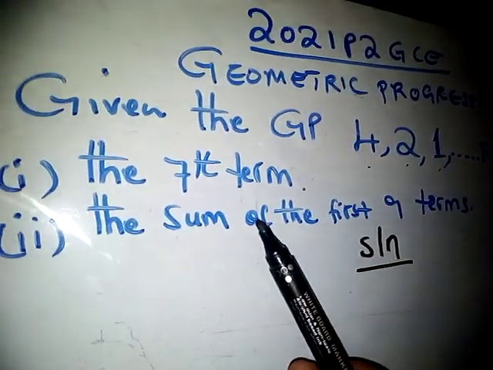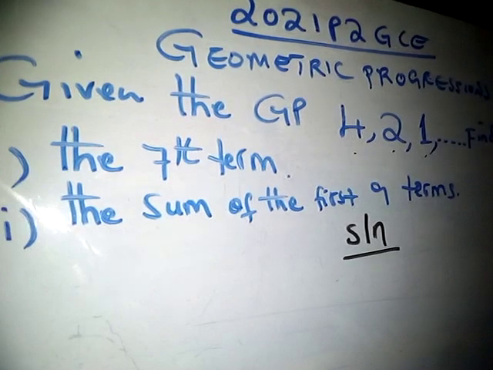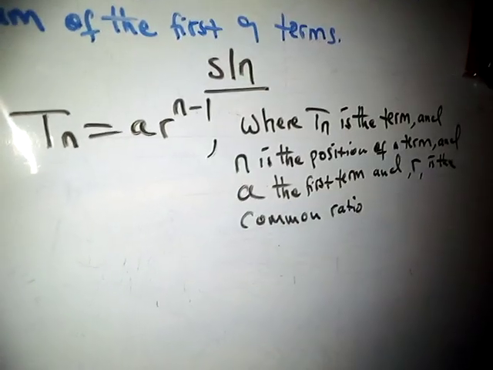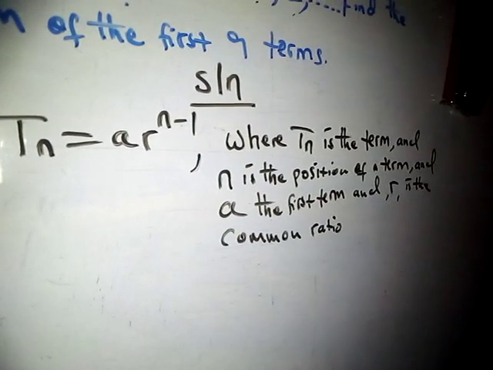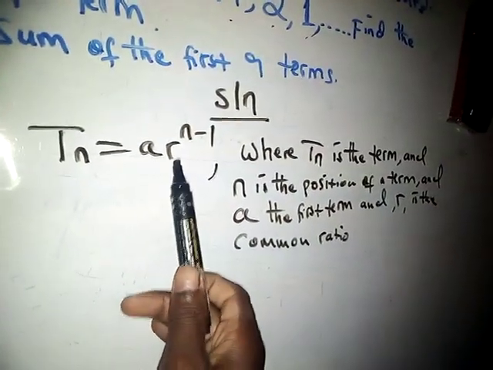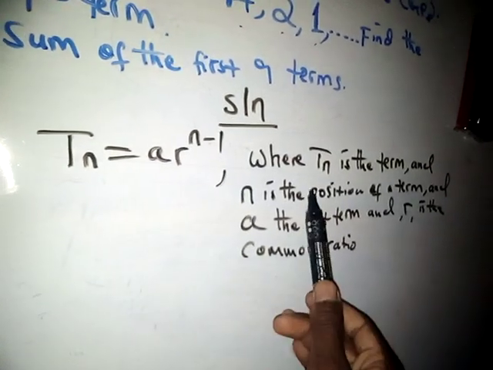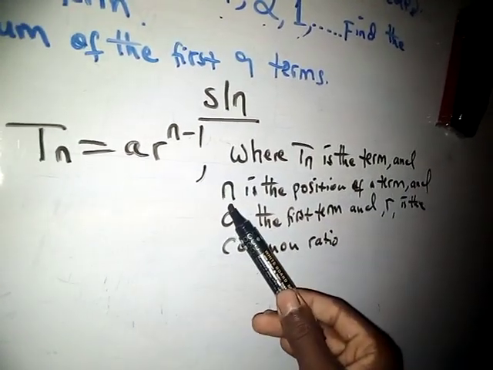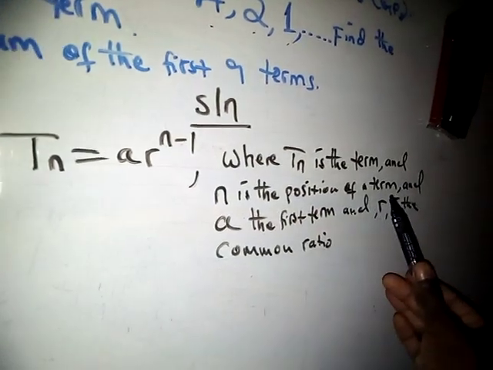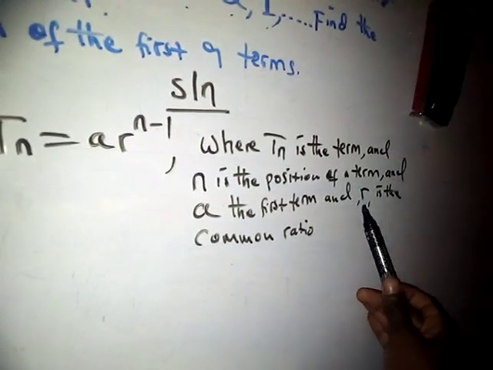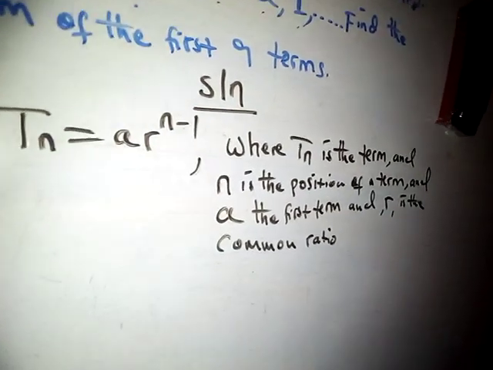So how are you supposed to do it? Well, let's get started and see how this is answered. For us to answer this particular question, we have this formula: Tn equals A R to the power n minus 1, where Tn is the term and n is the position of the term, A is the first term, and R is the common ratio.